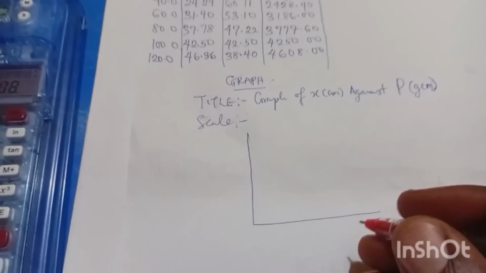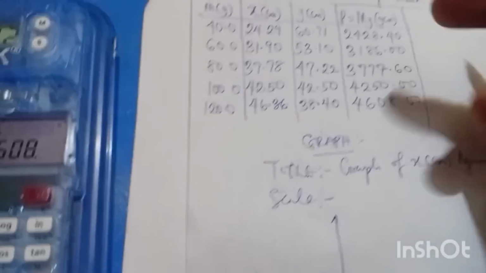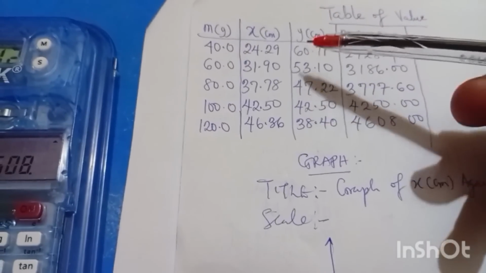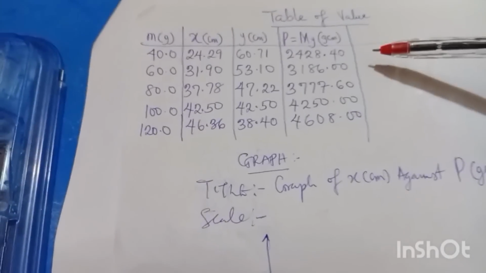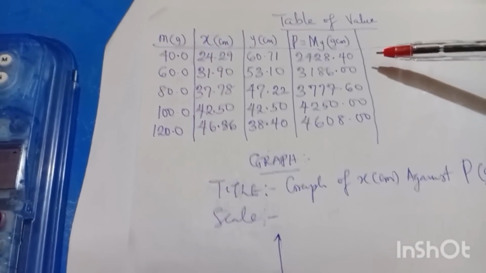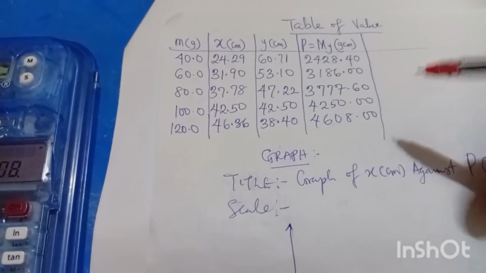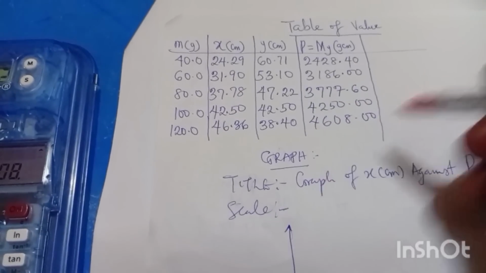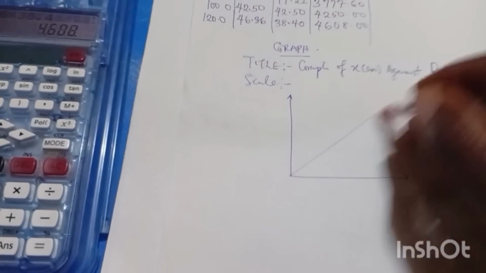Looking at my x and p, I want to let you know something. X is increasing from 24 to 46. My p also increased from 2428 to 4608. This is a direct graph. You can see that this is just a direct graph. So at the end of the day, you'll be having something like this.